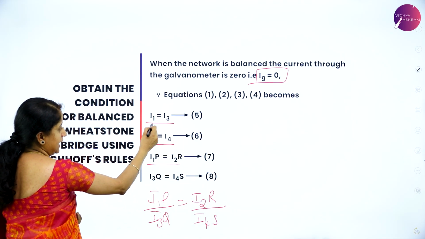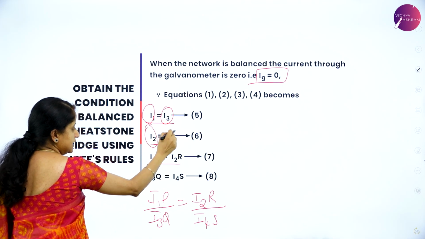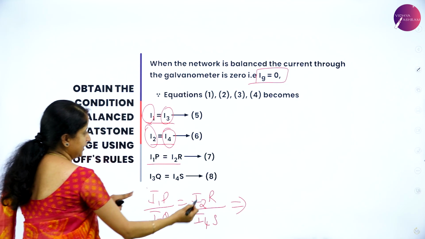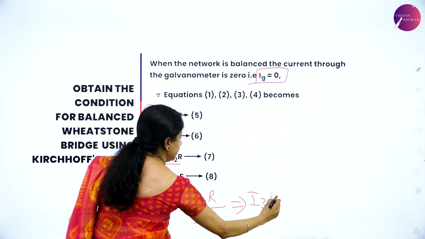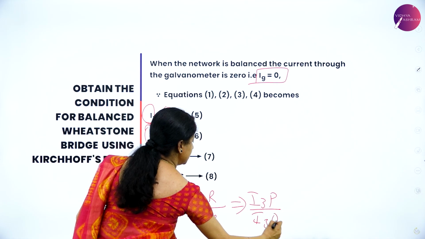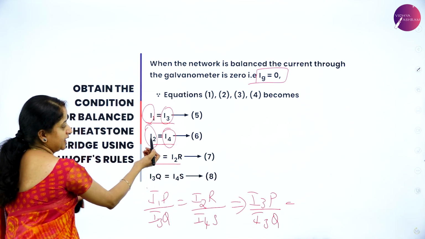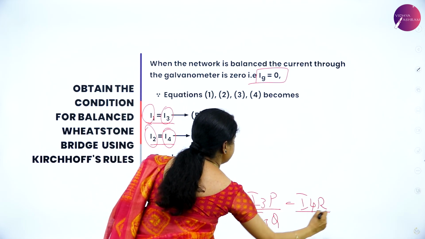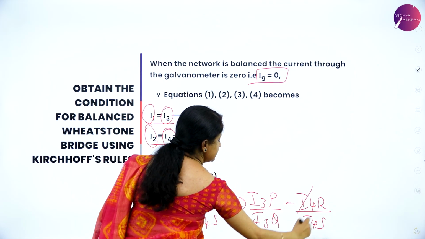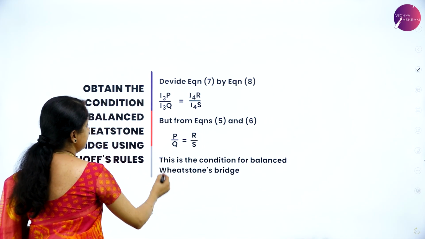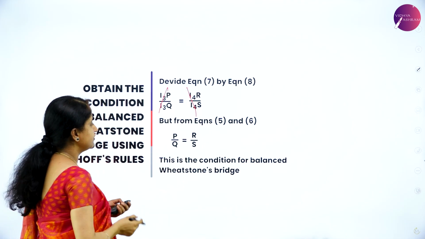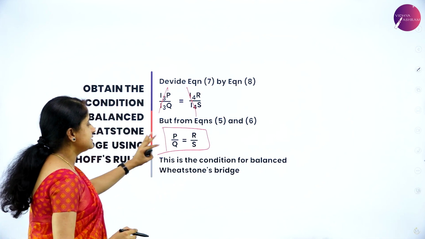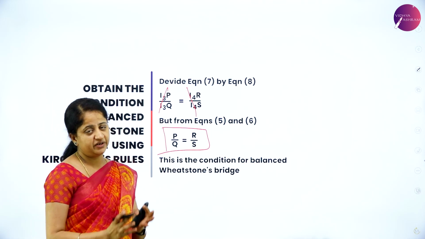But here we can say I1 is equal to I3, I2 is equal to I4. Then we can write the same equation as, in the place of I1, I am writing I3 because they are equal. I3P divided by I3Q is equal to, in the place of I2, I can write I4 because they are equal. So it is I4R divided by I4S. Now we can cancel these common terms and we remain with, here I3 gets cancelled, I4 gets cancelled, and we remain with P by Q is equal to R by S, and this is the condition for a balanced Wheatstone network.